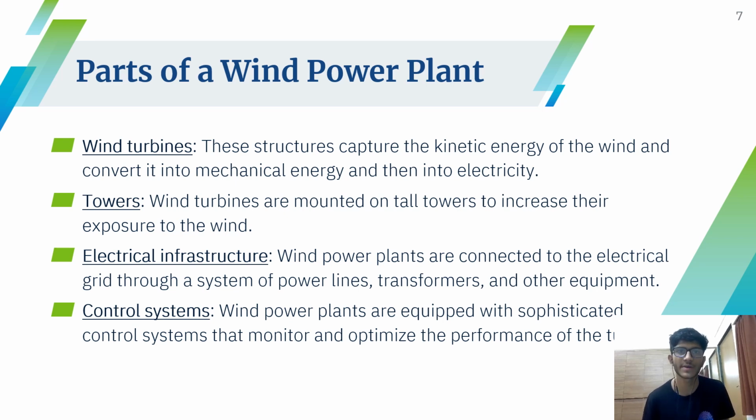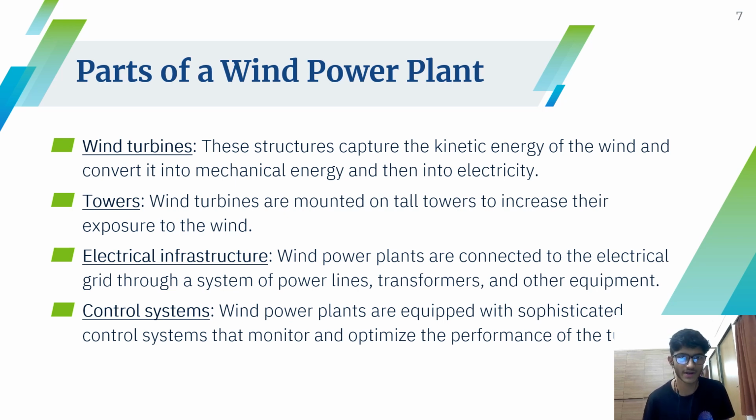First of all, wind turbines. The most essential part of a wind power plant is the wind turbines. These structures capture the kinetic energy of the wind and convert it into mechanical energy through the rotation of their blades. Then this mechanical energy is converted into electricity through a generator. Next, we have towers. Wind turbines are mounted on tall towers to increase their exposure to the wind. The height of the tower is an important factor in determining the efficiency of a wind turbine.